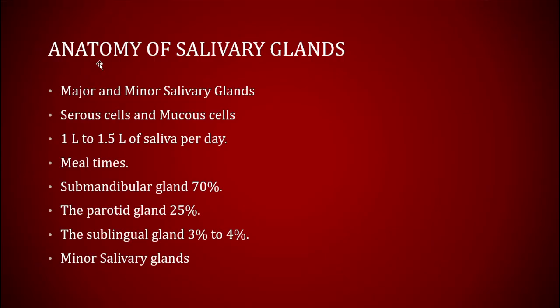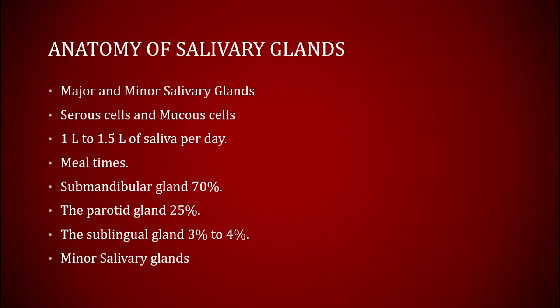Now, the anatomy of salivary glands, we have major salivary glands and minor salivary glands. Major salivary glands include parotid, submandibular, and sublingual glands in pairs. So we have 6 in total. Now, we have the serous and the mucus types and the mixed types. Usually we have 1 liter to 1.5 liters of saliva per day.